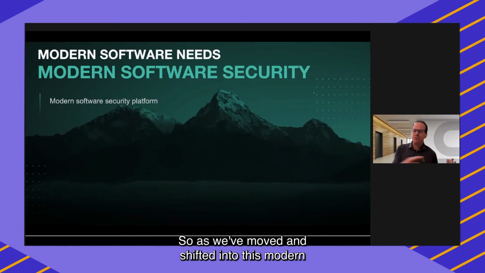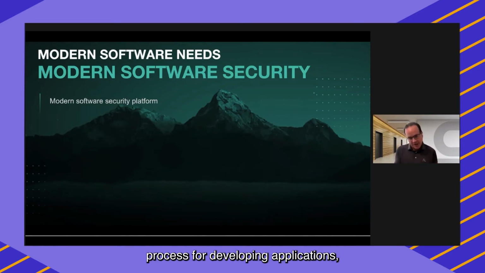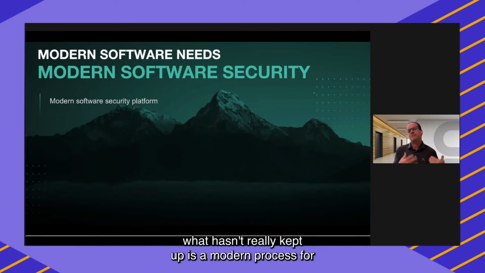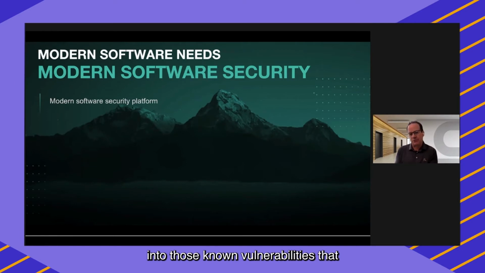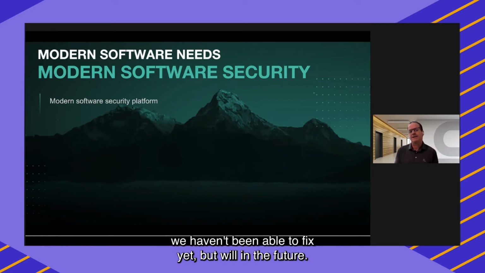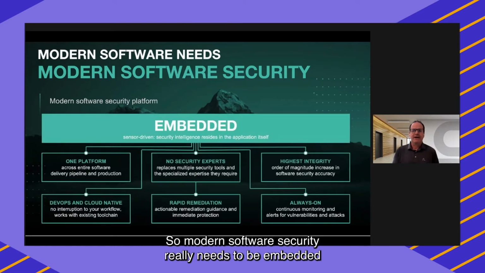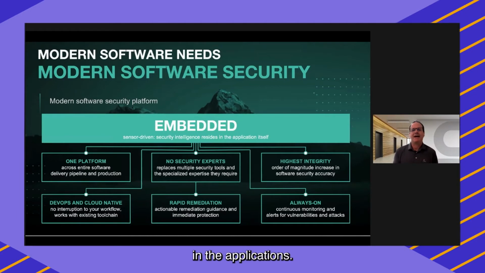So as we've moved and shifted into this modern process for developing applications, what hasn't really kept up is a modern process for finding vulnerabilities as we develop code, and then also blocking and remediating attacks into those known vulnerabilities that we haven't been able to fix yet, but will in the future. So modern software security really needs to be embedded in the application.